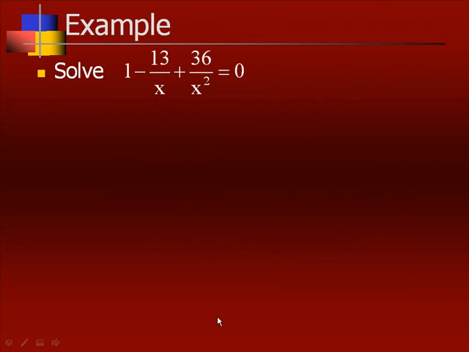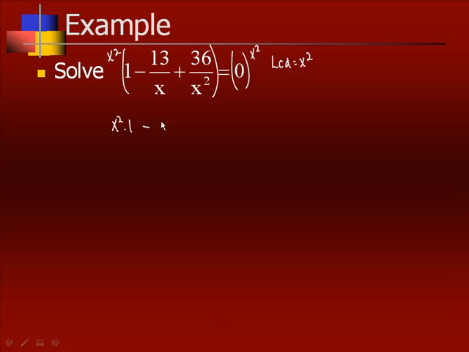Okay, let's do another one. Solve the equation 1 minus 13 over x plus 36 over x squared. Same thing, multiply both sides by the LCD, which in this case would be x squared. So we're going to multiply the left side by x squared, and the right side by x squared.